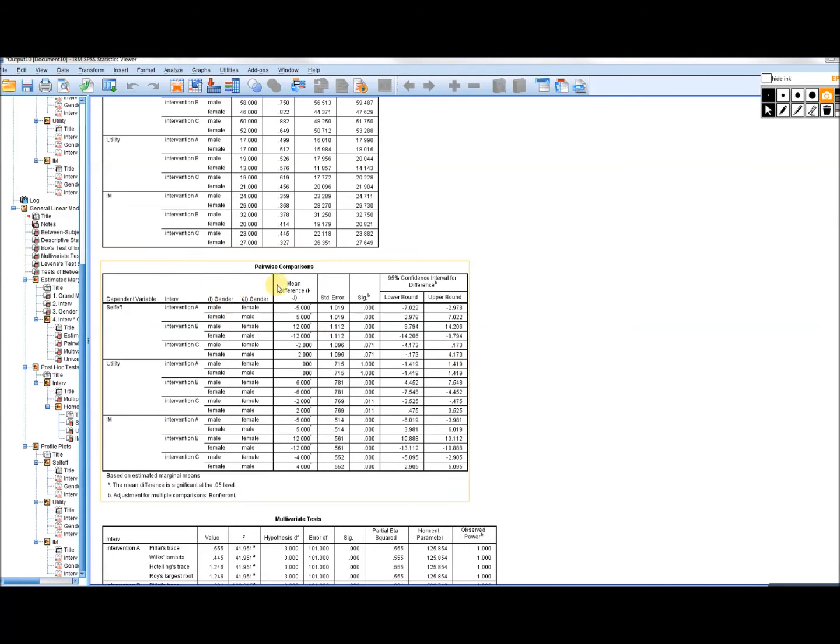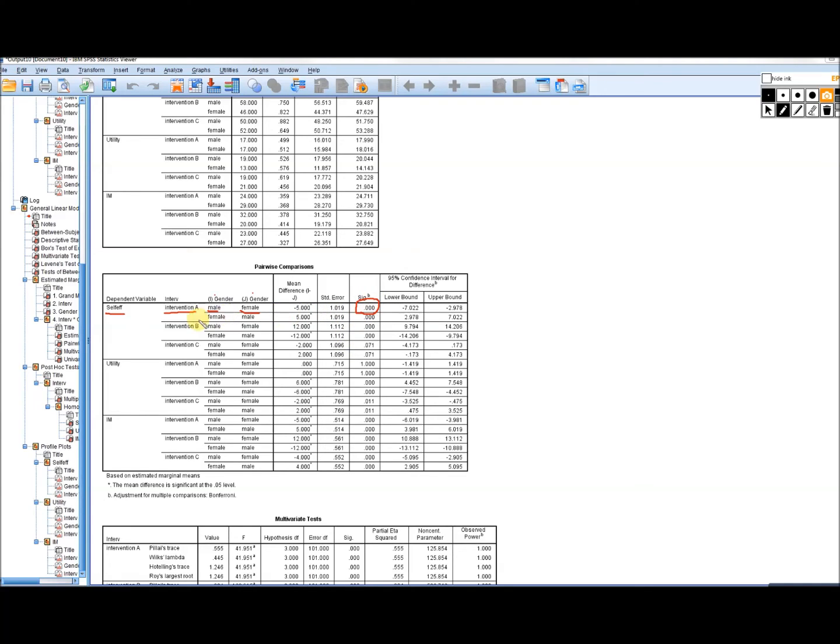So now I have a table of pairwise comparisons, and essentially you can see that for self-efficacy, within the intervention A group, I now have a comparison of males and females. The mean difference is the I minus J means. So you can see that basically males would be scoring about 5 points lower on average than females when it comes to self-efficacy. Now, was that difference statistically significant? It appears to be so, as your p-value is less than the conventional threshold of 0.05.